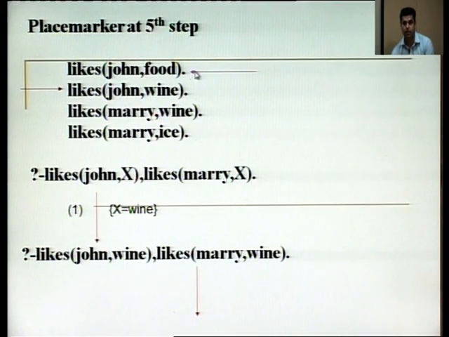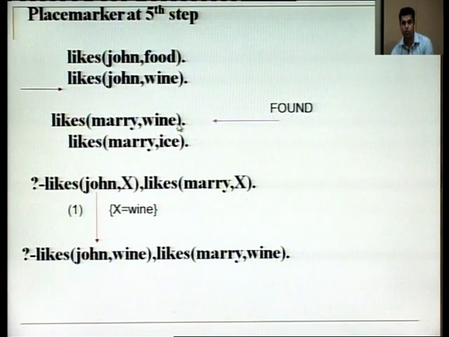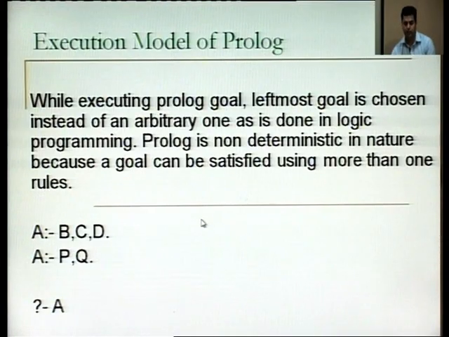Searching starts from scratch, from the beginning. It will match with this. No, it is not matching. It is not matching with this one. Okay, it will match with this Mary comma wine. It is found over here. That's why the answer comes out to be X is equal to wine.